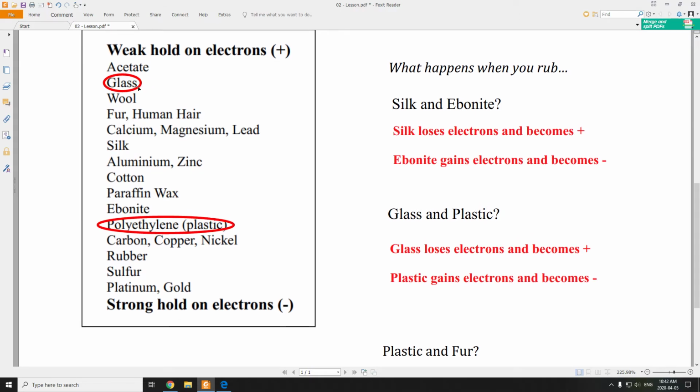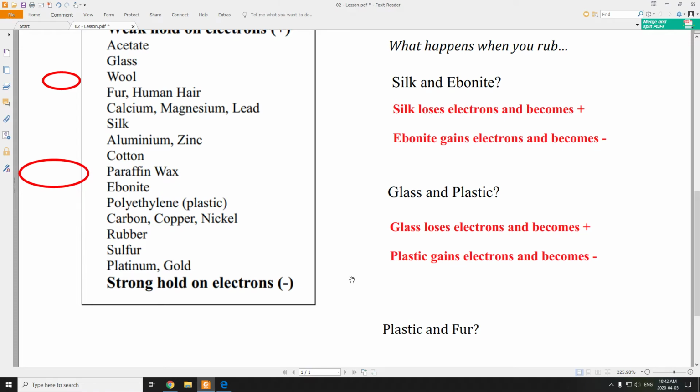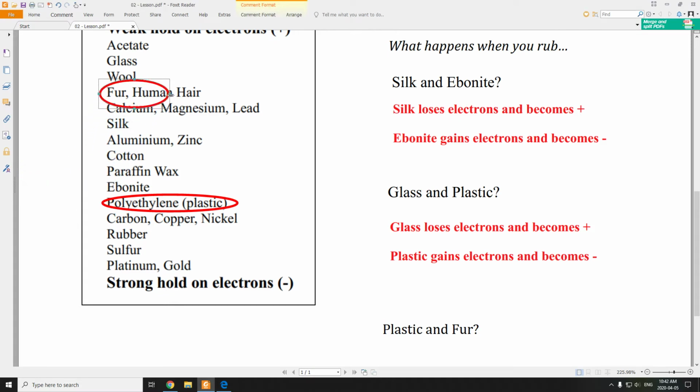All right, last example. I'll move those off. First thing we do is we find our substances. So now I'm dealing with plastic and fur. Maybe I have a plastic rod and I rub it with a piece of fur. Okay, once again, find our substances. There's my plastic, my polyethylene. And then I've got my fur up here. All right, so I circle those two objects.